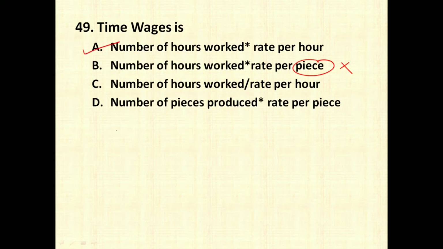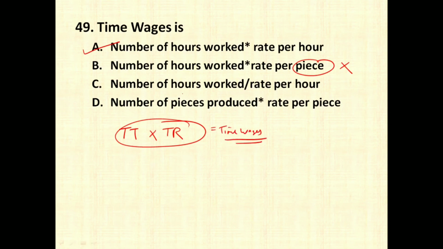The number of hours you are working, that is time you are taking to produce that product, into the rate per hour, which is also called as time rate. So this is nothing but time wages. If I have to compute piece rate, then number of pieces into rate per piece. This is going to give me piece wages.